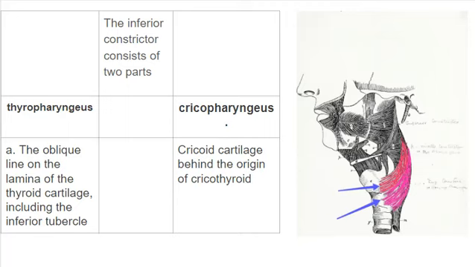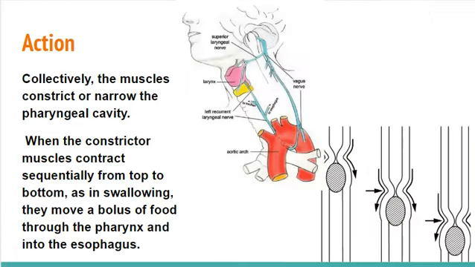Another important point that I want to mention here is that the superior constrictor, the middle constrictor, and the inferior constrictor muscle all basically narrow or constrict the pharyngeal cavity. So a sequential contraction would allow the bolus of food to move from the top to the bottom, right, towards the esophagus.